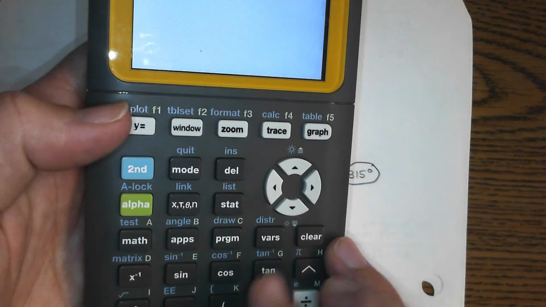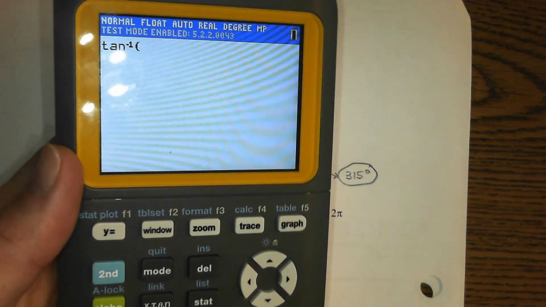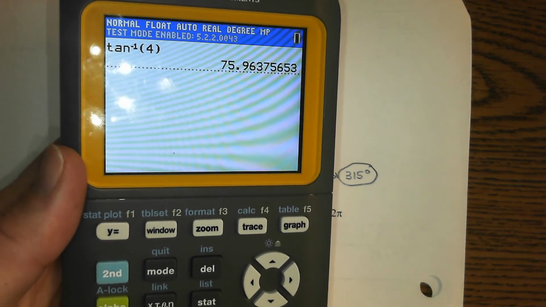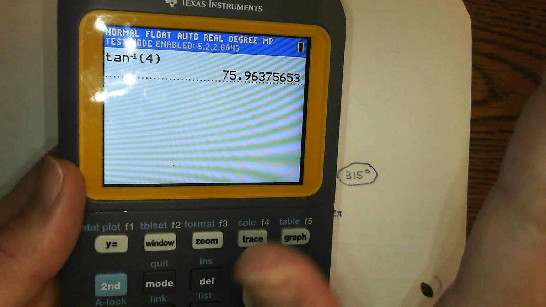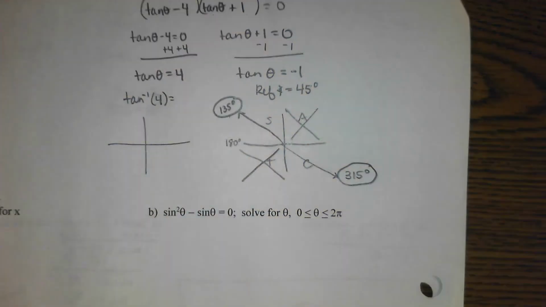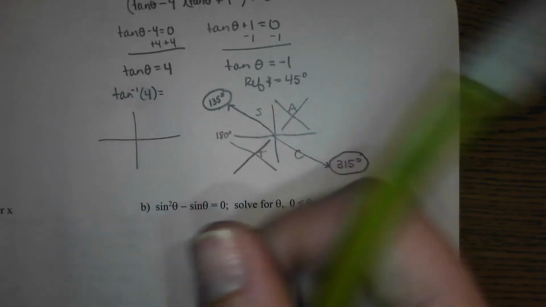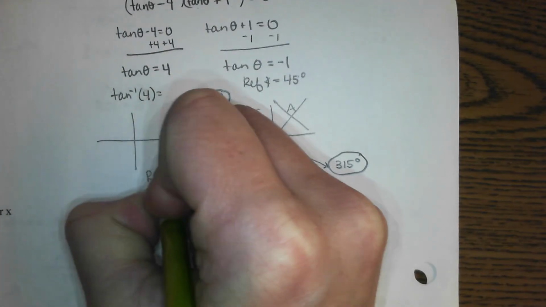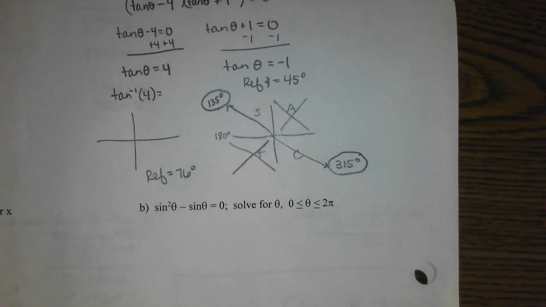So inverse tangent of 4. It's given, we'll just round it to the nearest degree to keep it simple, 76 degrees. So it's giving me a reference angle of 76 degrees.